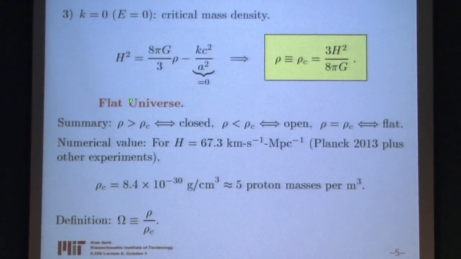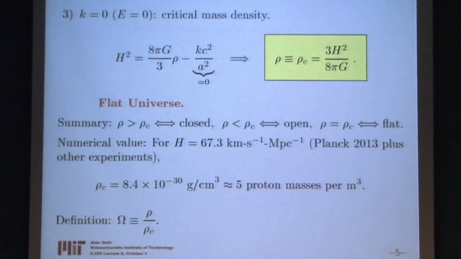So to summarize what we've said, if the mass density is bigger than this critical value, we get a closed universe which reaches a maximum size and recollapses. If the mass density is less than the critical density, we get an open universe which goes on expanding forever. And if the mass density is exactly equal to the critical density, that's called the flat case, and we'll explore it a little bit more in a minute.